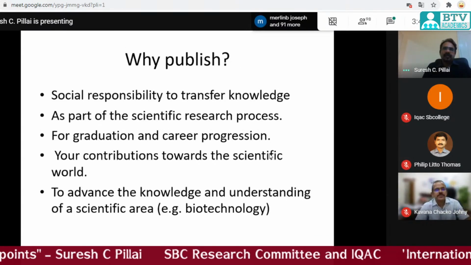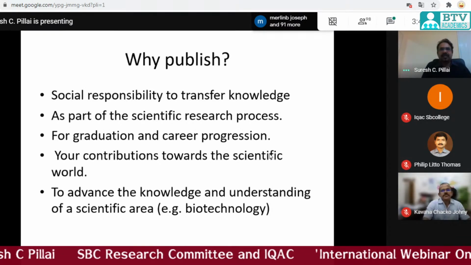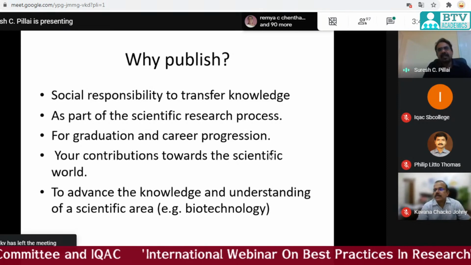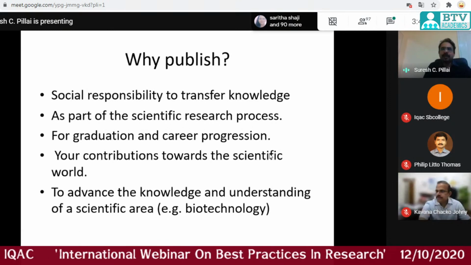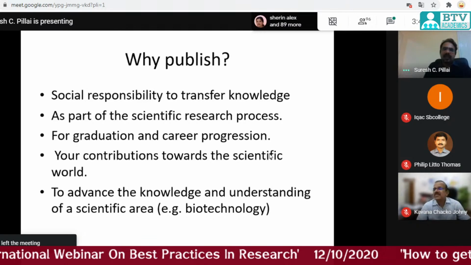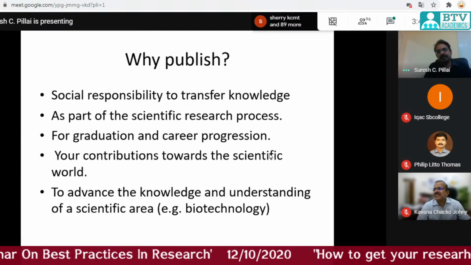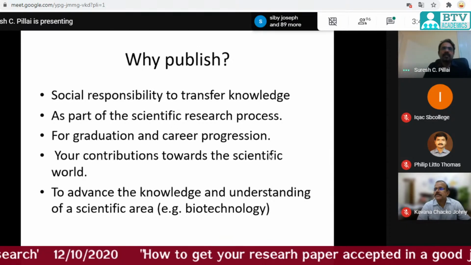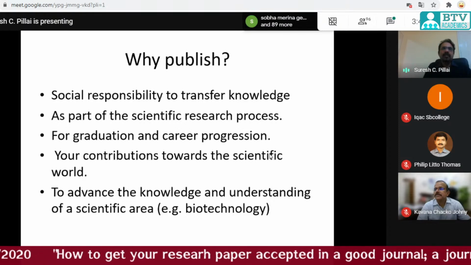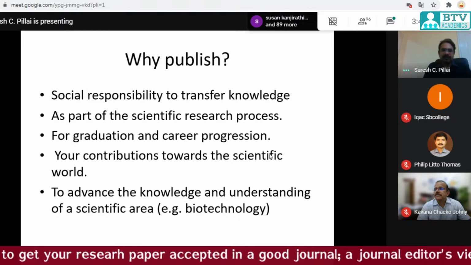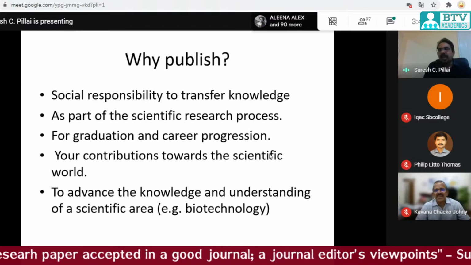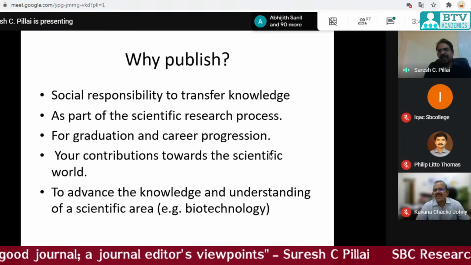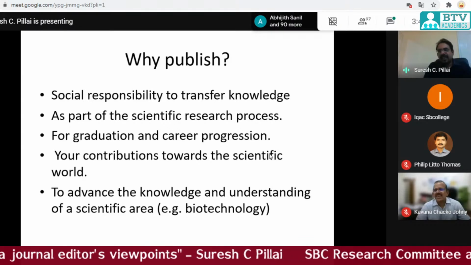So why should you publish? This is the question every researcher would ask. It is your social responsibility to transfer knowledge. Who is funding your research? In most cases, the government. And you have a social responsibility to pay back and also transfer that knowledge to the next generation. It is also a part of the scientific research process, and it is important for graduation and career progression and your contributions towards the scientific world. And also to advance the knowledge and understanding of a scientific area, for example, biotechnology or nanotechnology. That is to advance the knowledge and understanding of a new scientific area.